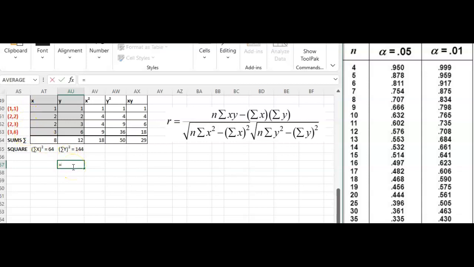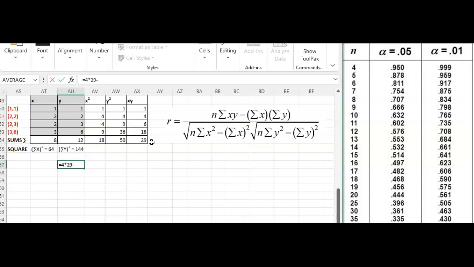So I'm starting with an equals sign because that is telling Excel I just want to do the mathematical operation. 4, and I'm going to multiply that times the sum of x times y. Well, here's x times y, and the sum of that column is 29.